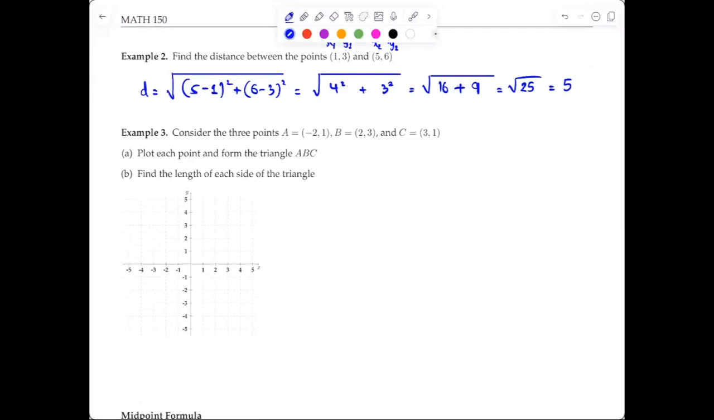So the first point is -2, 1. So -2, 1. All right, so this is point A. Point B is 2, 3. Point C, 3, 1. Then you connect them together. Beautiful. Yes.